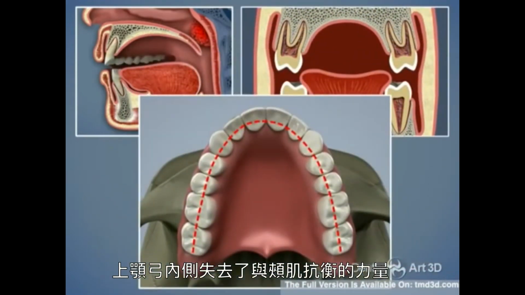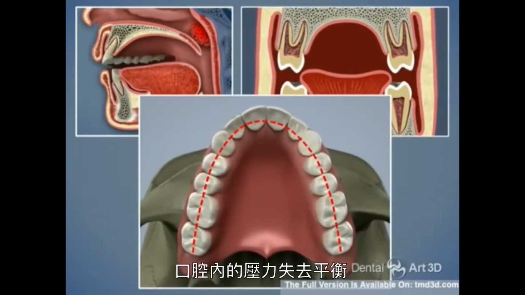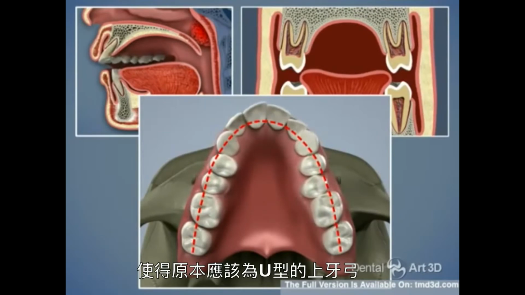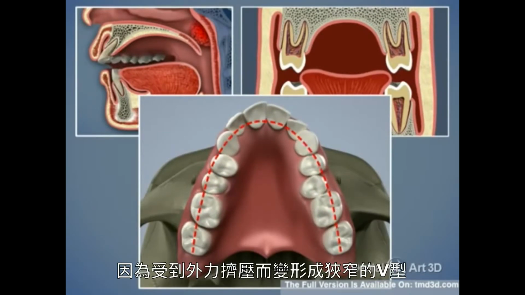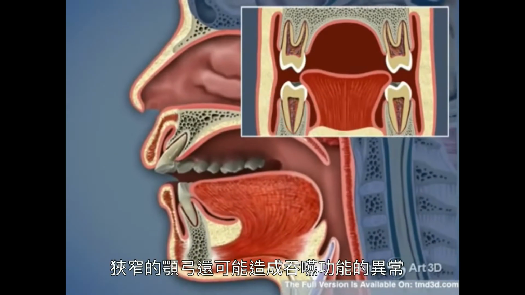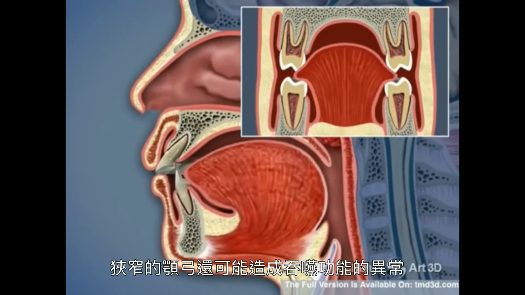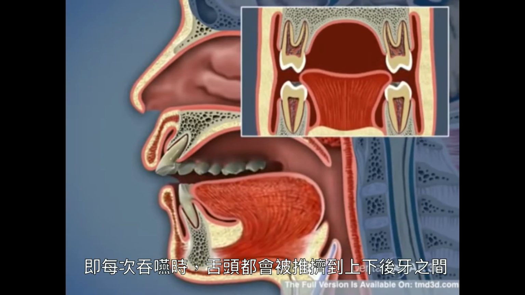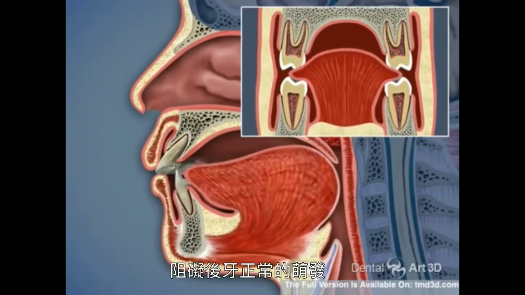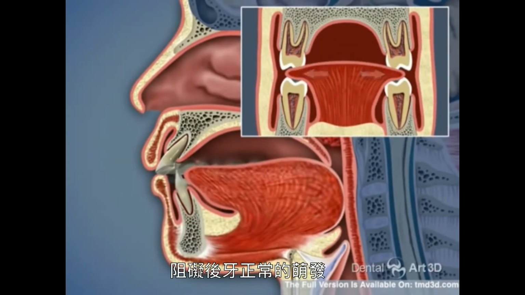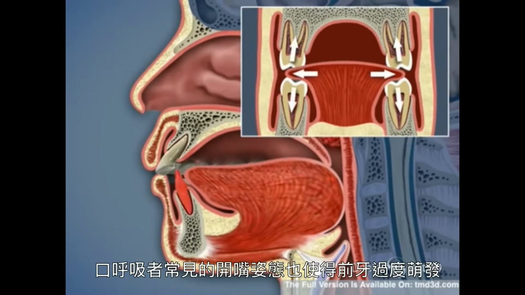The oral system becomes unbalanced and results in the deformation of the upper jaw, creating a V-shaped arch as opposed to a correct U-shaped arch. This also produces an incorrect swallowing function. Upon swallowing, the tongue rests on the lateral teeth, hindering normal tooth eruption, causing a lateral tongue thrust. A constantly open mouth causes the incisors to over-erupt.